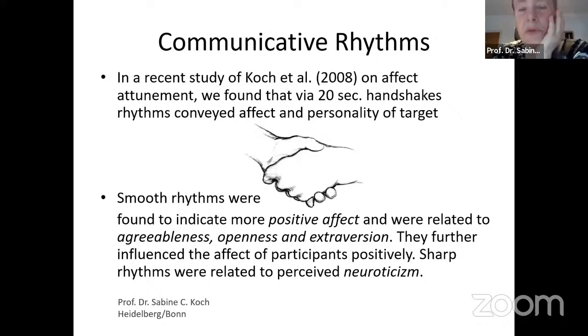We also looked at the communicative function of these body rhythms, and we looked in two studies. First study, we took handshakes, and we had a handshaker, which was always the same person, trained in using the rhythms, either in a smooth or in a sharp way. And what we found was that smooth rhythms were found to indicate more positive affect, and were related to the personality dimensions of agreeableness, openness, and extroversion. And the sharp rhythms were related to perceived neuroticism in the person who was shaking the hand and using the sharp rhythms. So that was interesting.